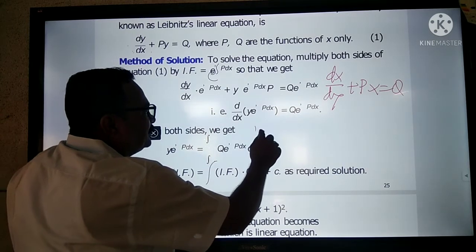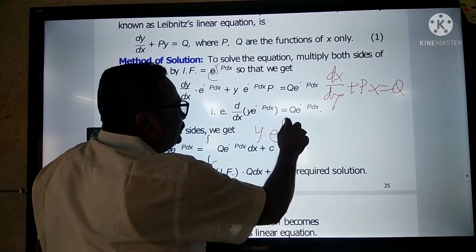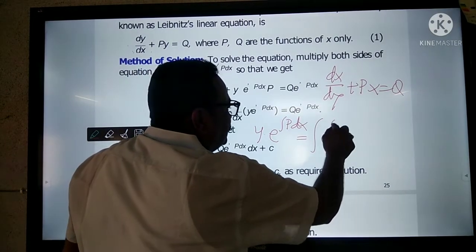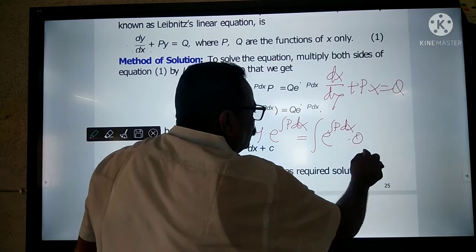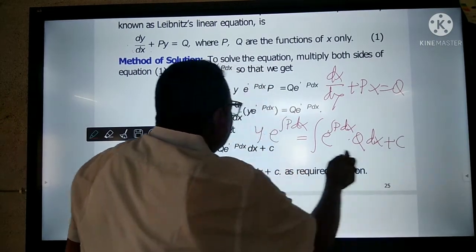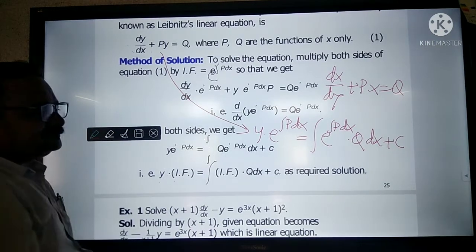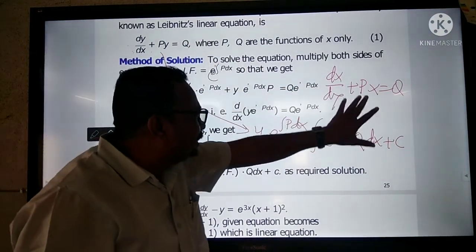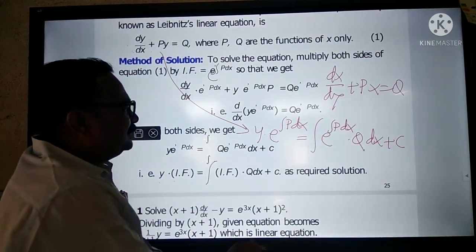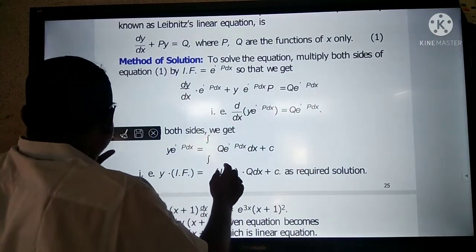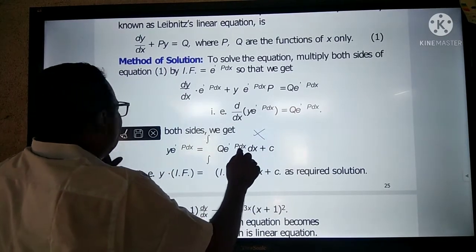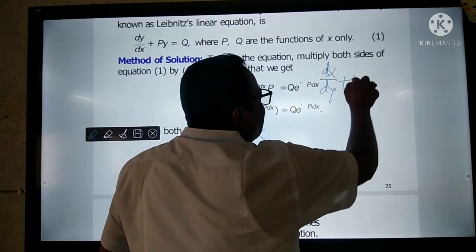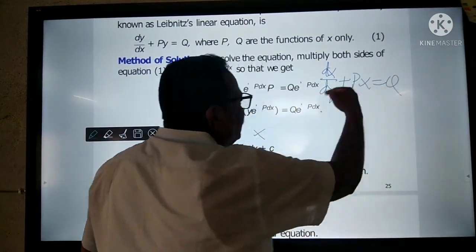चं सोल्युशन काय, तर इट इज y into e raised to integration of p dx is equal to integration of e raised to integration of p dx into q dx plus c. हे याचं सोल्युशन आहे. मग याच्या बरोबर हे कंपेअर करा, मग याचं सोल्युशन काय येतं, तर इट इज x. ओके, दिस इज x. कोणतं इक्वेशन, तर dx by dy plus px is equal to q. दिस इज लिनियर इन x.